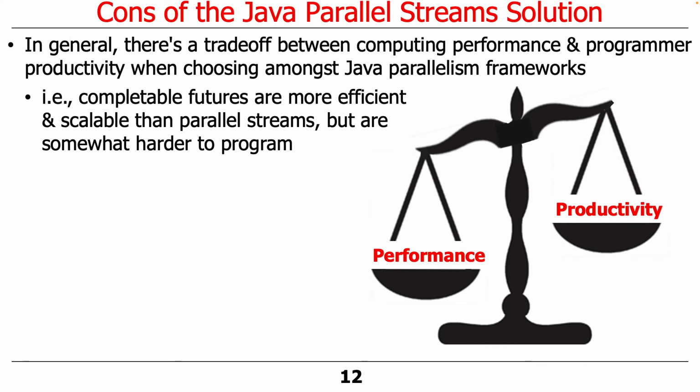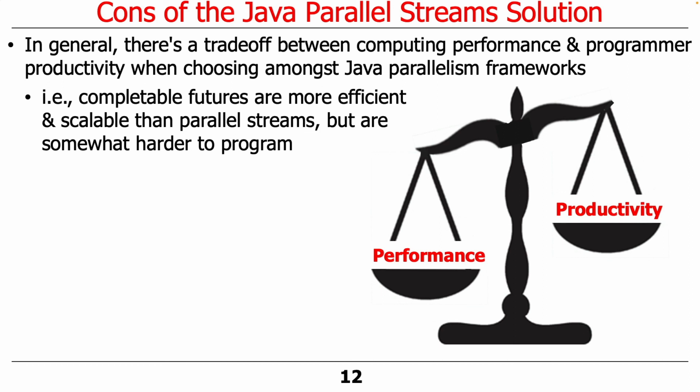And in general, what you discover, not always true, but often true, completable futures are usually more efficient and scalable than parallel streams, but they're also somewhat harder to program because they require you to understand asynchronous patterns. And we'll talk more about that when we get into completable futures. But as usual, there's almost always a trade-off somewhere, and the trade-off here is human productivity. It's really easy to write a parallel stream solution, but we sacrifice a little performance, whereas completable futures are a little bit harder to write, but often run a little faster.